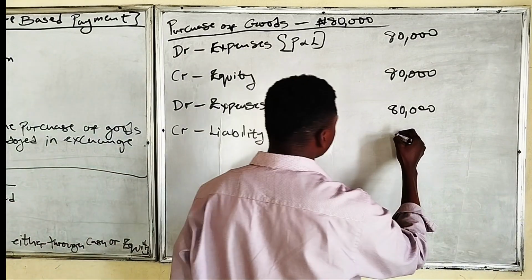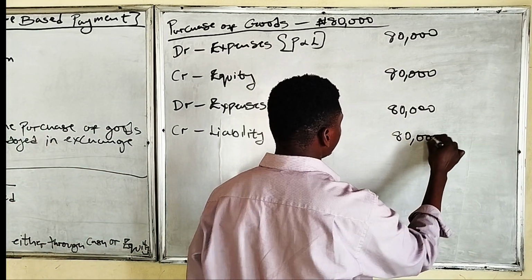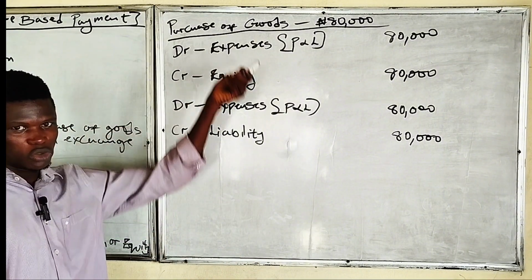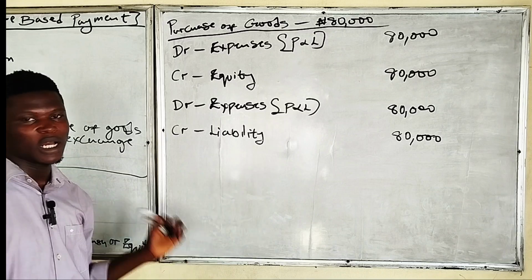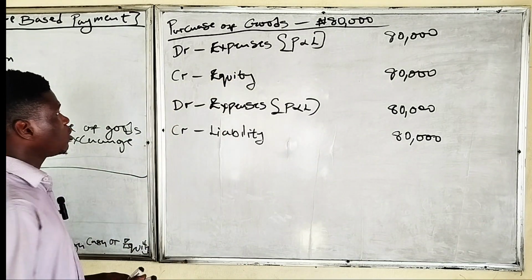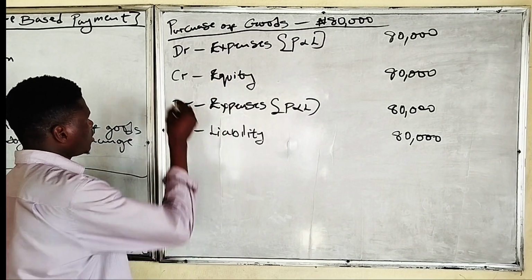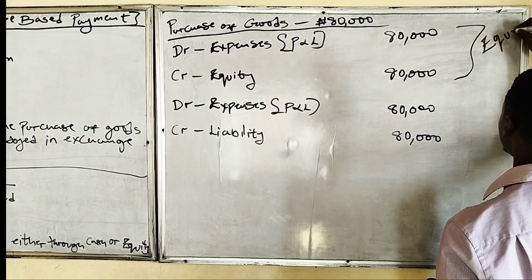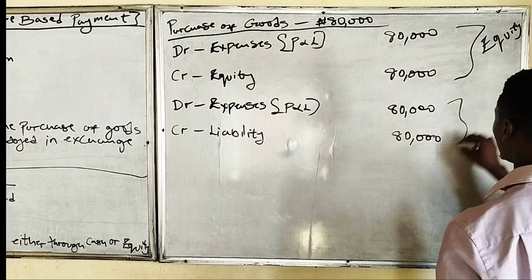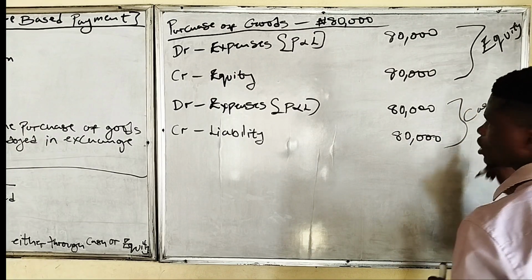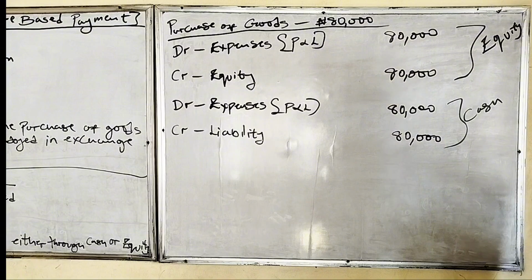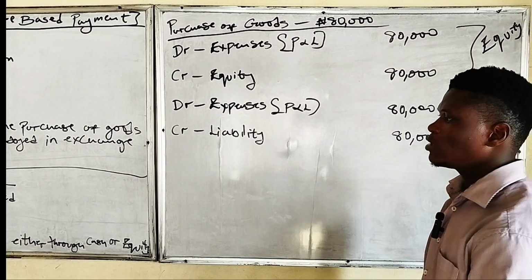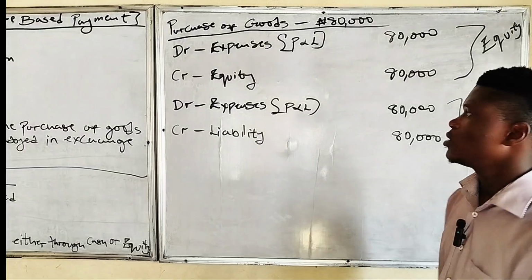Liability, 80,000. So we will make provision for the payment of the goods, which is a liability now. That's for cash settlement. So this is for equity settlement, while this is for cash settlement. So let me demarcate it. This is equity. And this is for cash settlement. So this is an illustration to show this equity settlement and cash settlement of share-based payment.